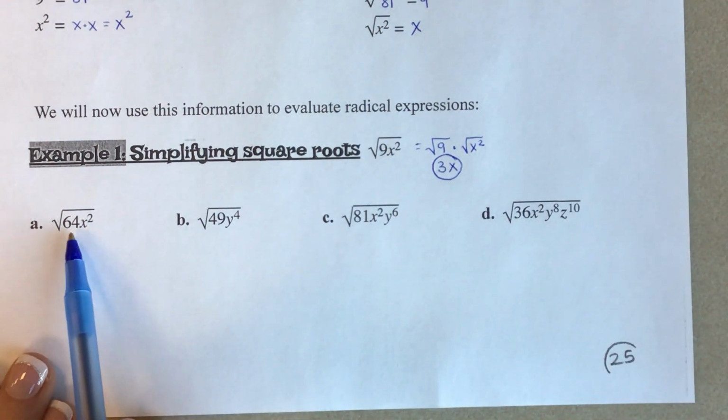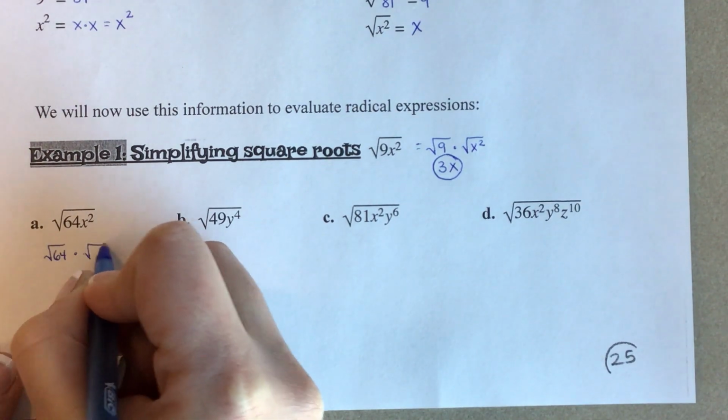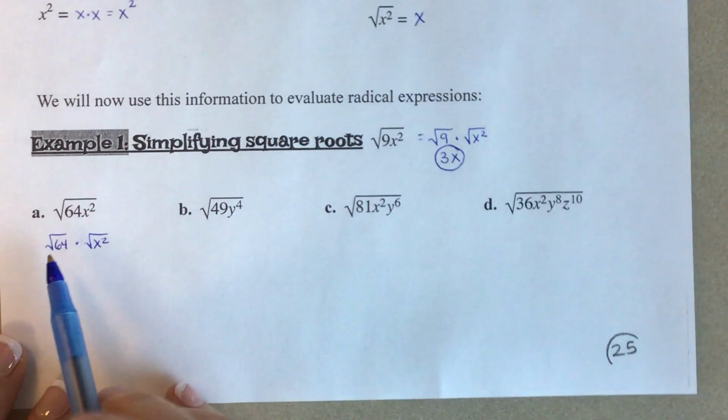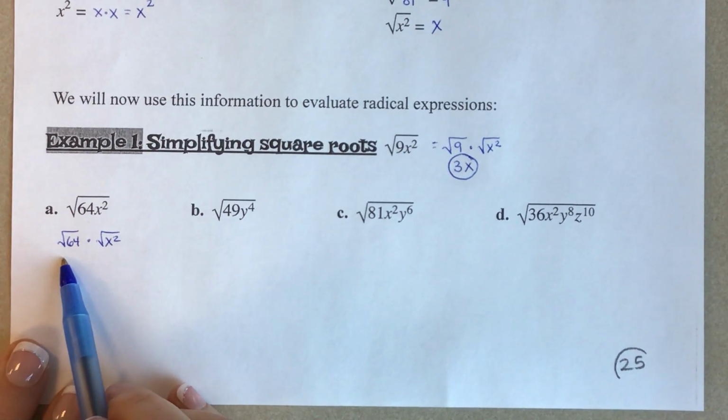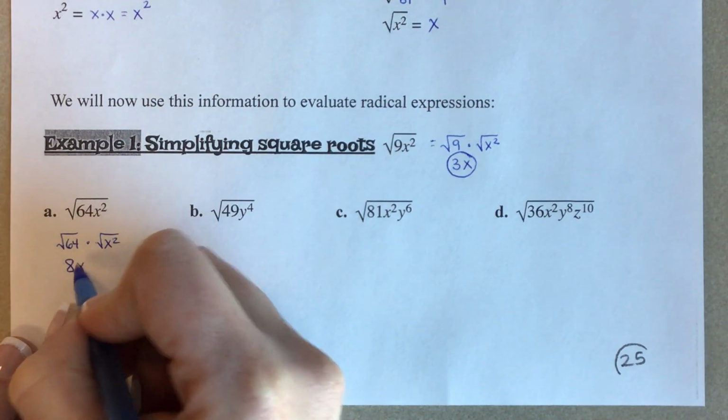If I need to, then I can separate this out as well. So what is the square root of 64 times the square root of x squared? Well, the square root of 64 is going to be 8, and the square root of x squared is x.